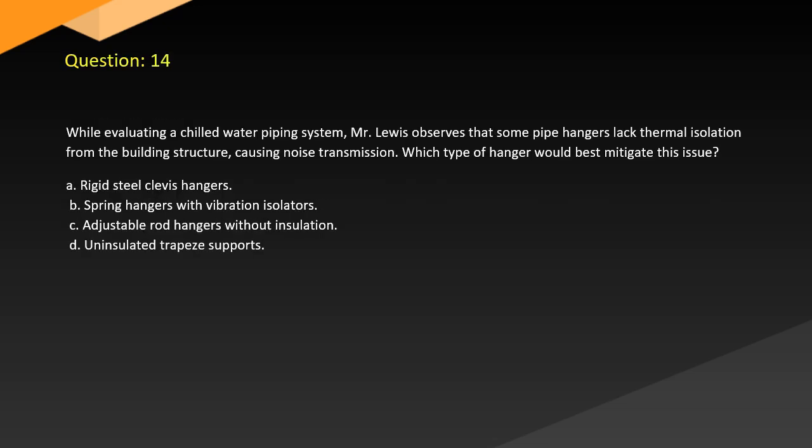Question 14. While evaluating a chilled water piping system, Mr. Lewis observes that some pipe hangers lack thermal isolation from the building structure, causing noise transmission. Which type of hanger would best mitigate this issue? A. Rigid steel clevis hangers. B. Spring hangers with vibration isolators. C. Adjustable rod hangers without insulation. D. Uninsulated trapeze supports.